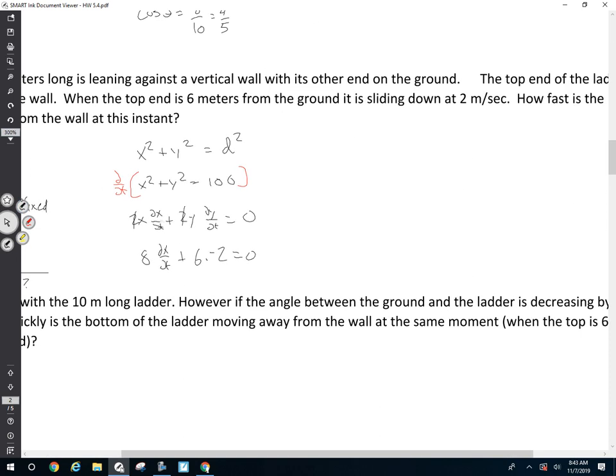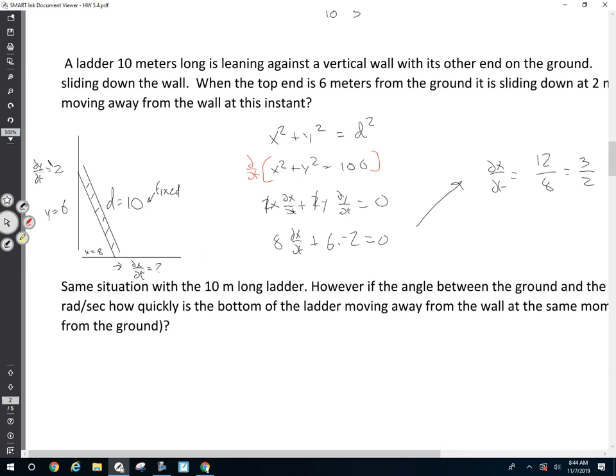And now I can solve. Subtract or add the 12 divided by 8. Dx dt equals 12 over 8, which is 3 meters per second. Okay, so I did the extra step. So I'll just say find when y is 6 and d is 10.